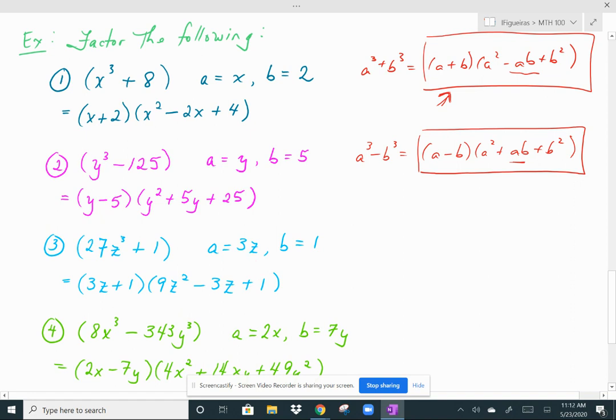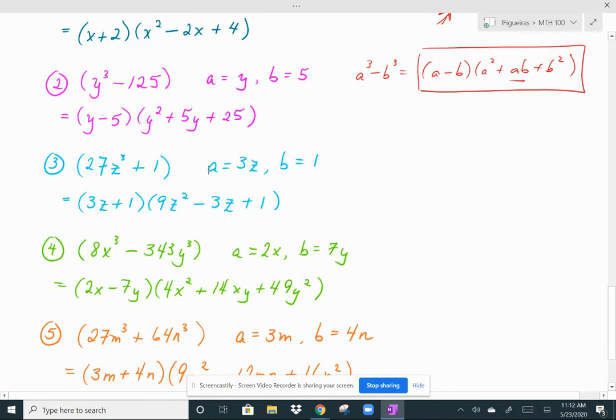All right, here's another one with a difference. So we're referring to this formula. I have 8x cubed minus 343y cubed. All right, so what's A? A is 2x, B is 7y. We plug into this formula, so I get 2x minus 7y times, now remember this is a squared, so that's 2x to the second power, that's 4x squared. This is AB, so that's 2x times 7y, that's 14xy, plus b squared, which is 49y squared.